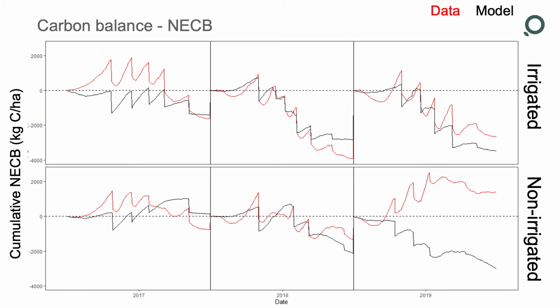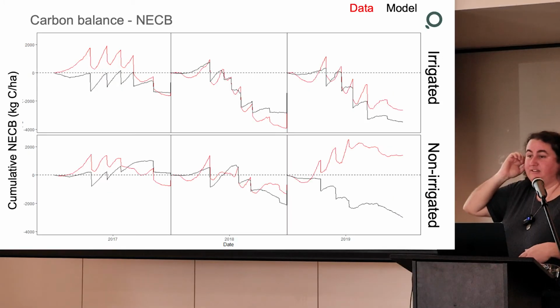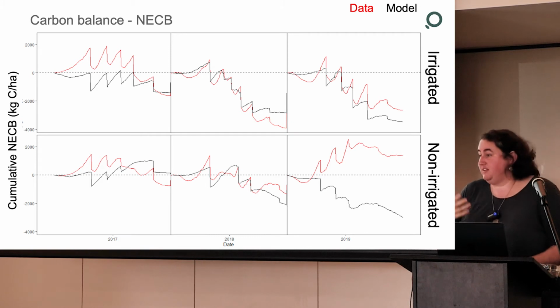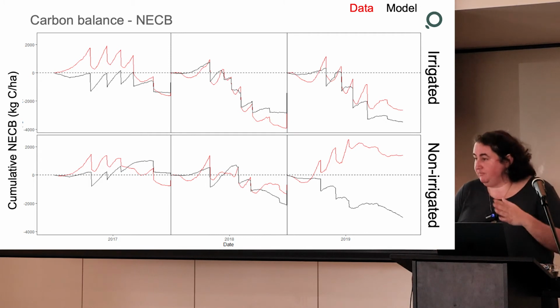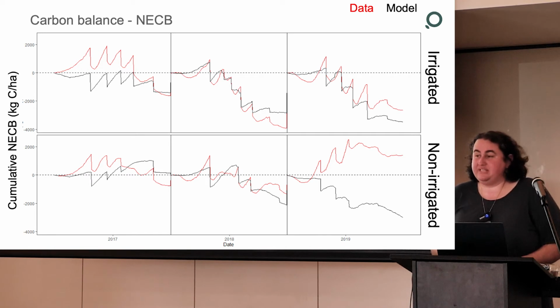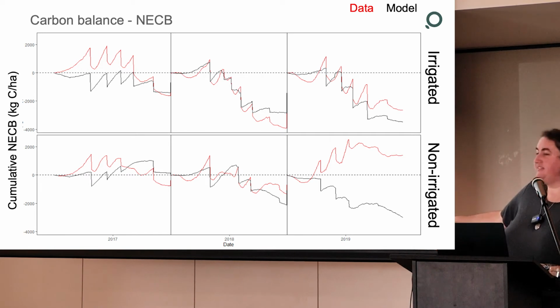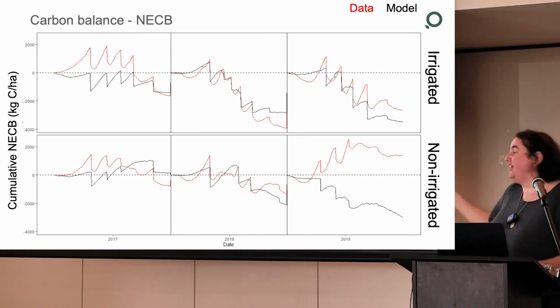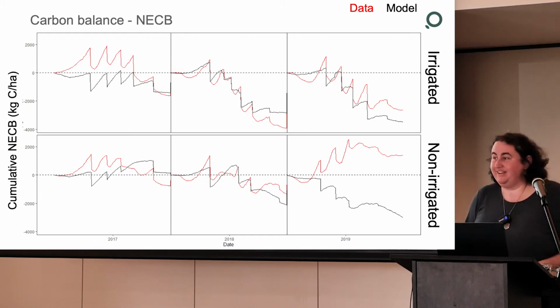Where it does diverge more than just a little, obviously, is in this year here, and this is something we're working through. That might be that the model isn't capturing processes that are going on in the field. It might be that it's something we haven't captured properly. But for me, it's quite exciting when it doesn't work, because it raises an opportunity to ask why not. Where is our understanding not working?